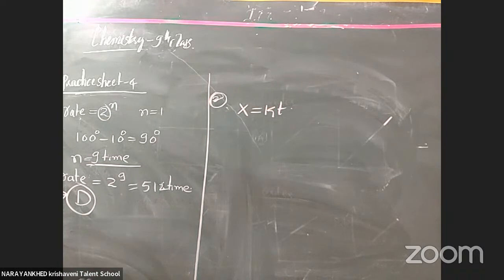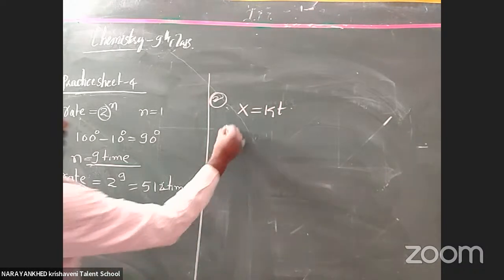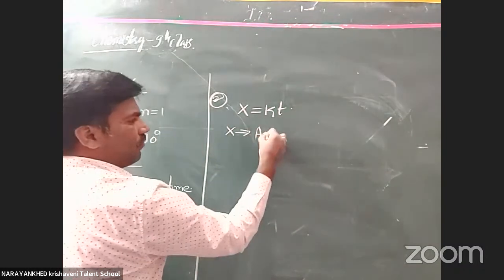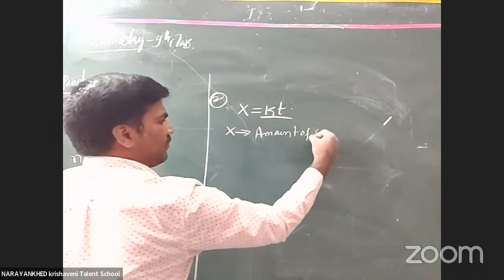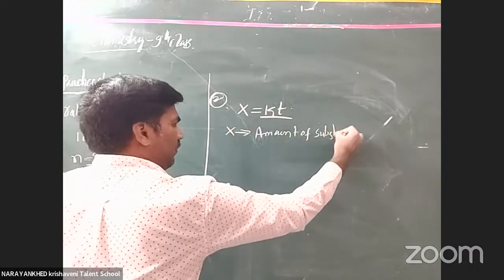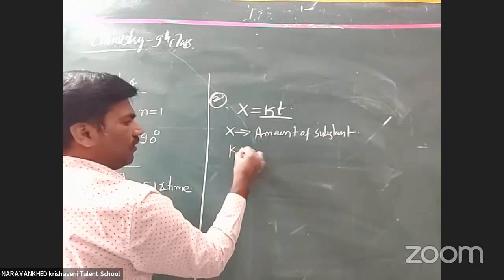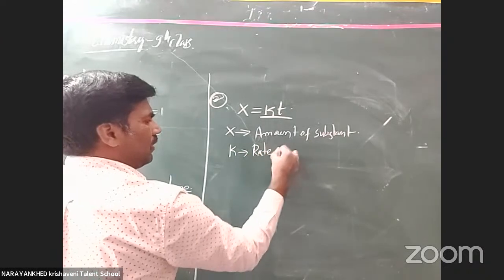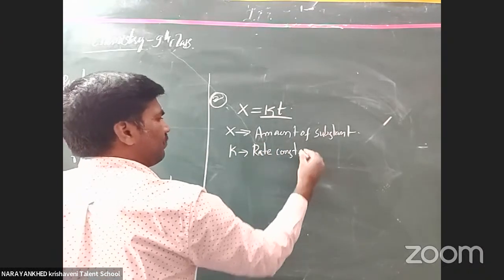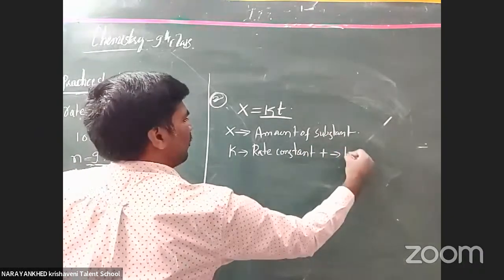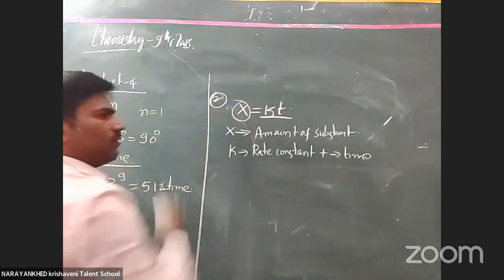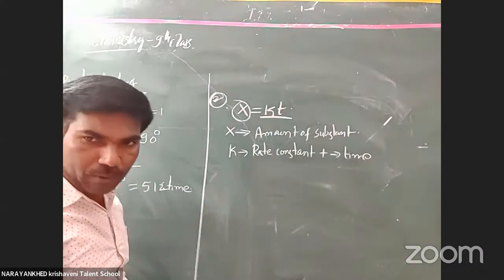Here, what we consider is x is equal to kt. Here, x is the amount of substance, already we have written this kt. You know very well what k is: k is the rate constant, and t is the time.